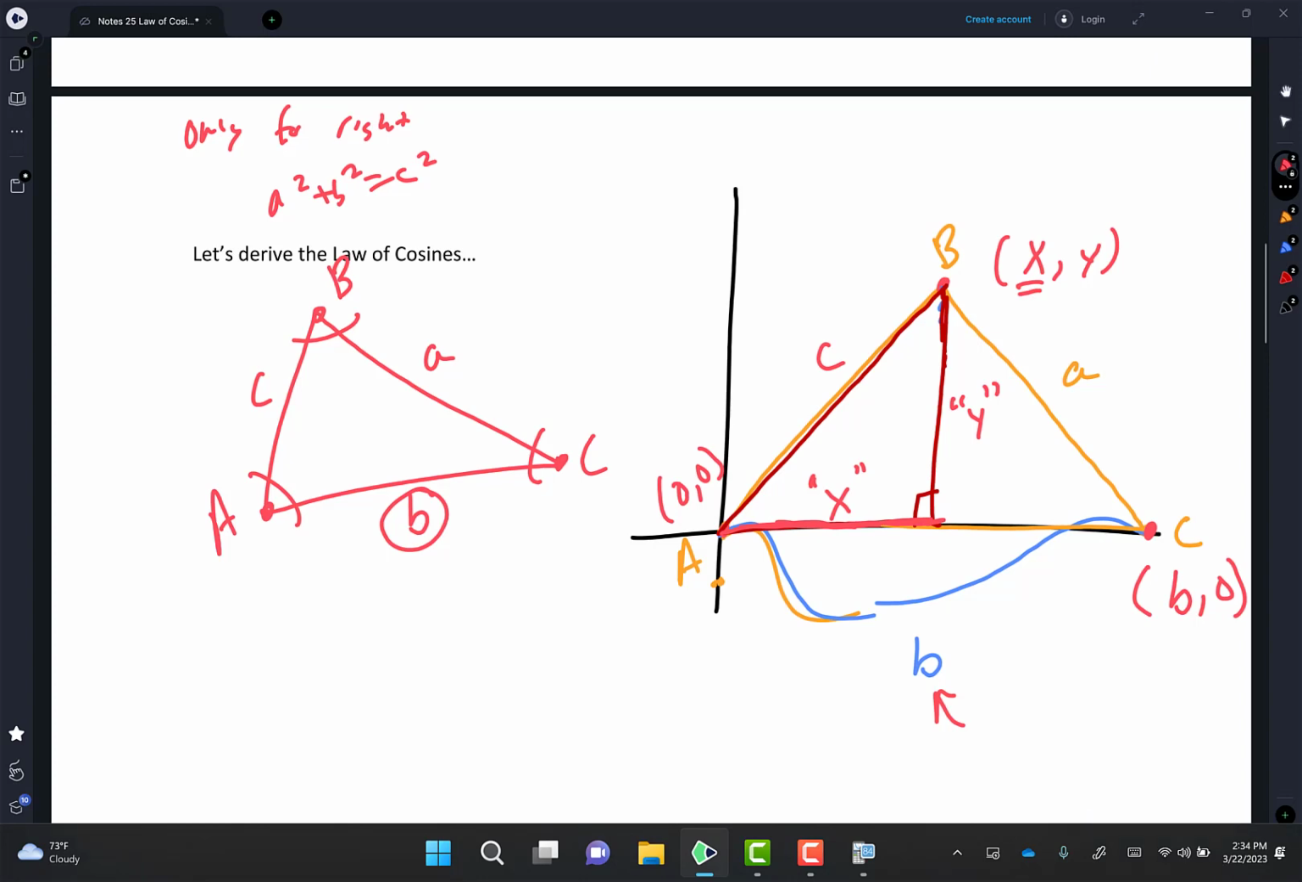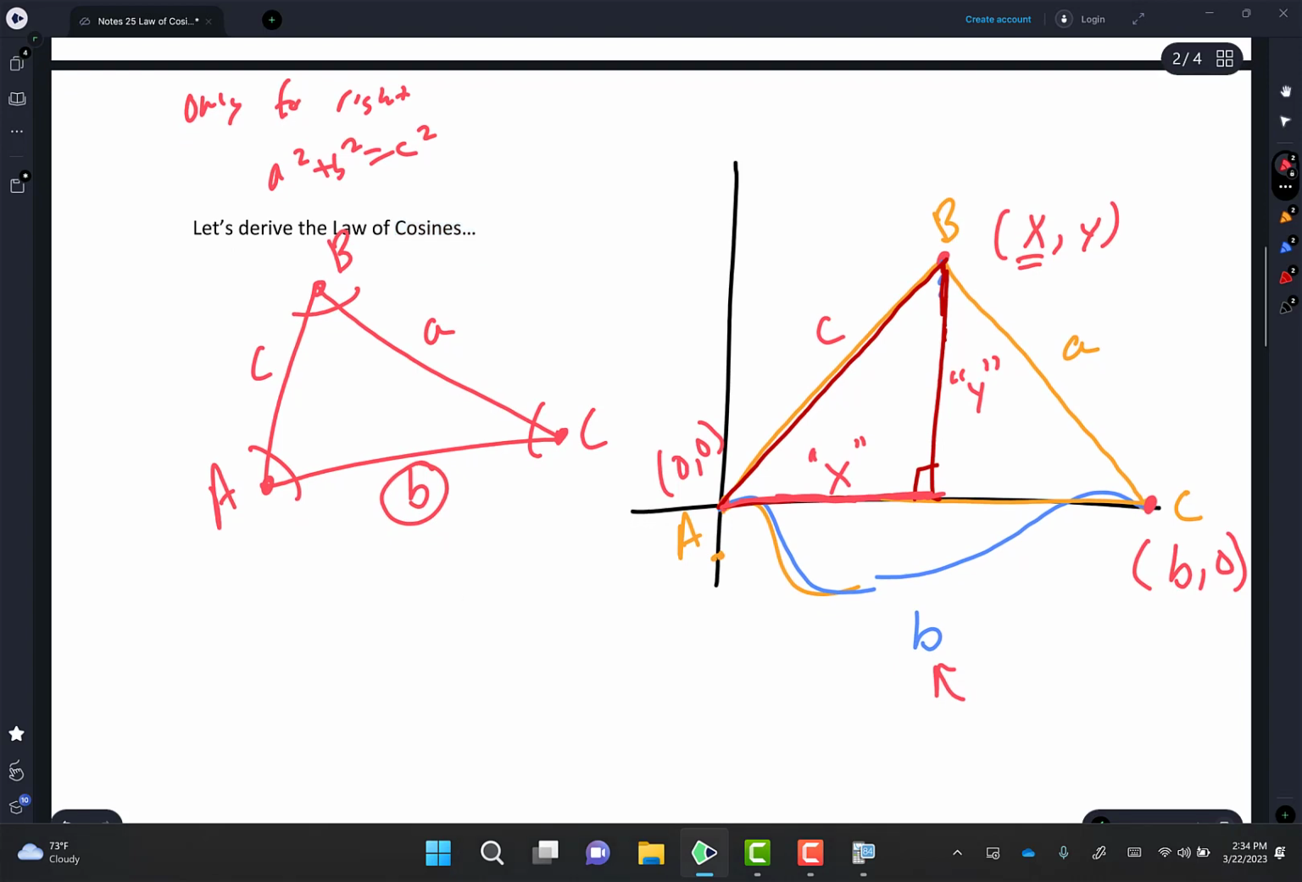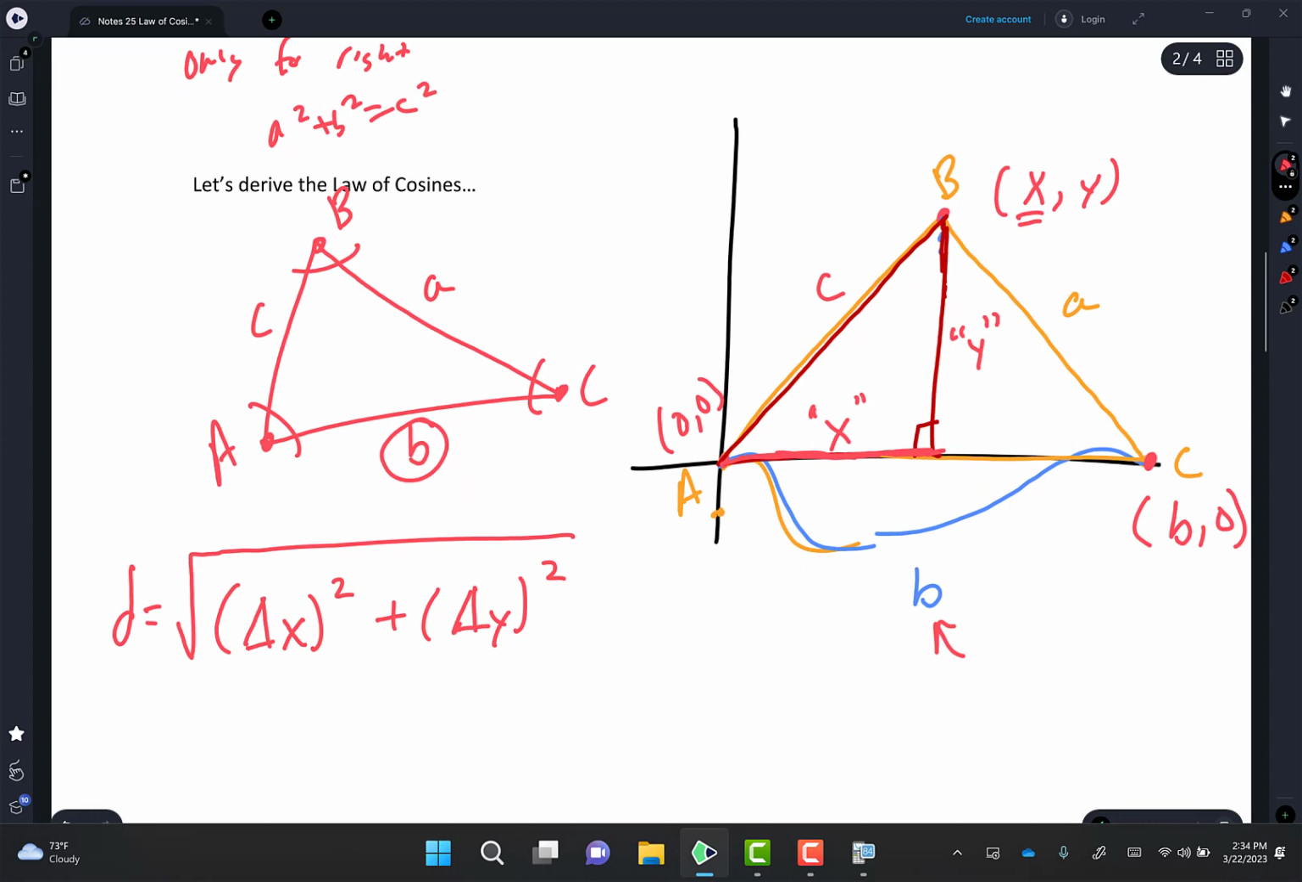Does that make sense? Okay, now do you remember the distance formula, which is related to the Pythagorean theorem? The distance formula that you remember from your geometry and Algebra 1 days is just the change in x squared plus the change in y squared, and the square root of that will give you the distance. That's just a side note, right?